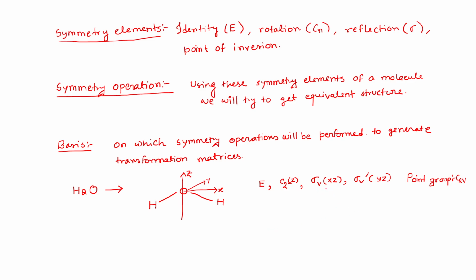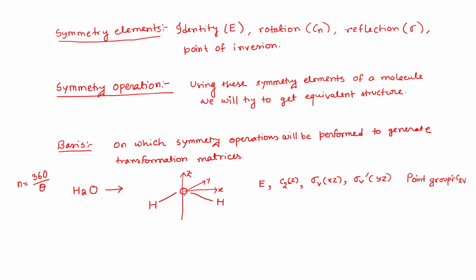There are other planes also, like dihedral planes and all. The dihedral plane will be perpendicular to your principal axis of rotation. So here it is called C2 because if we rotate it by 180 degrees, that is 360 by n. How to determine the n? n is 360 by theta.